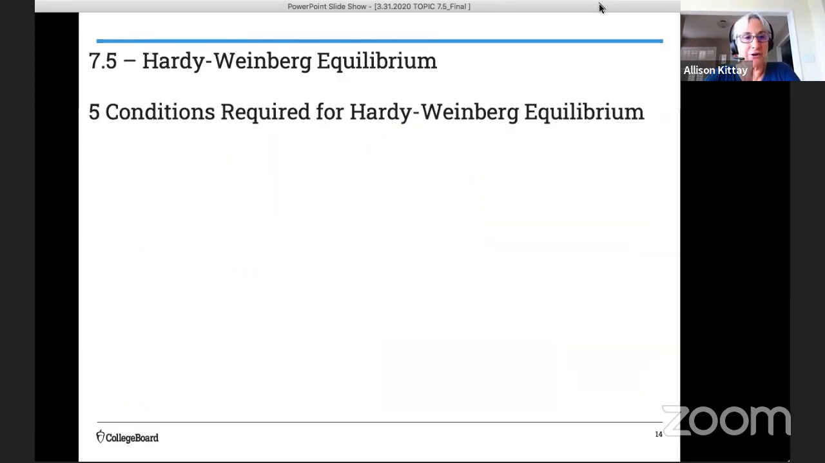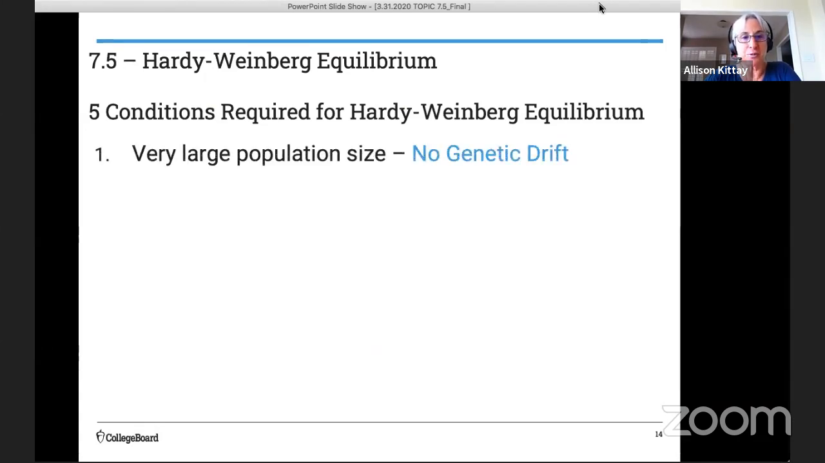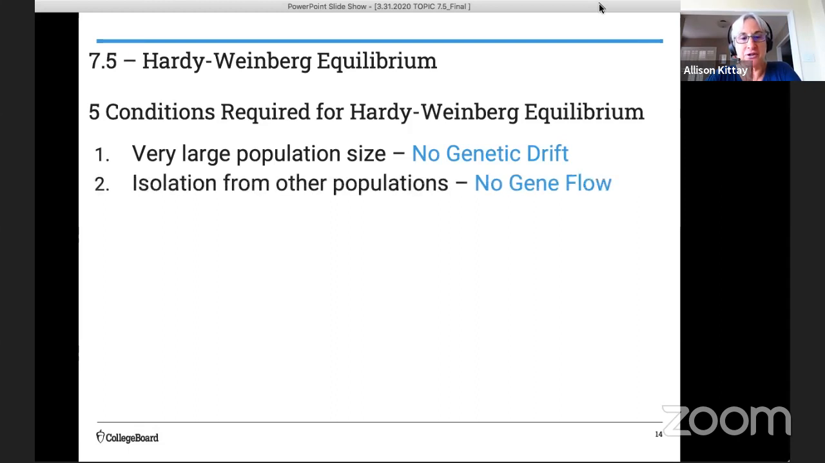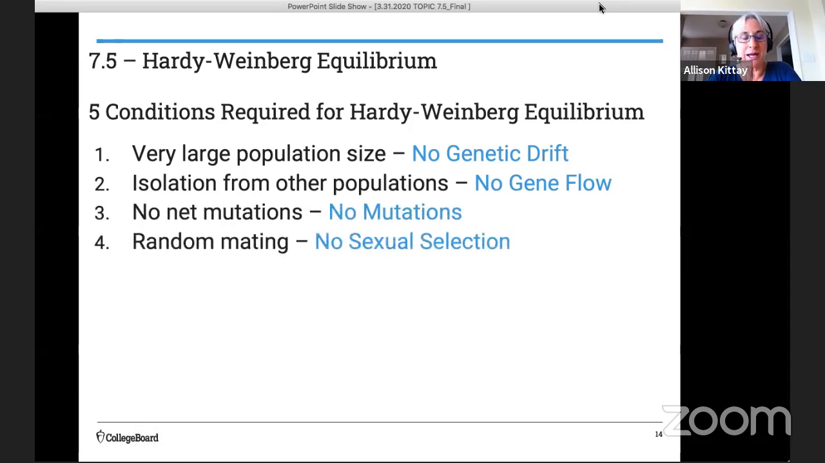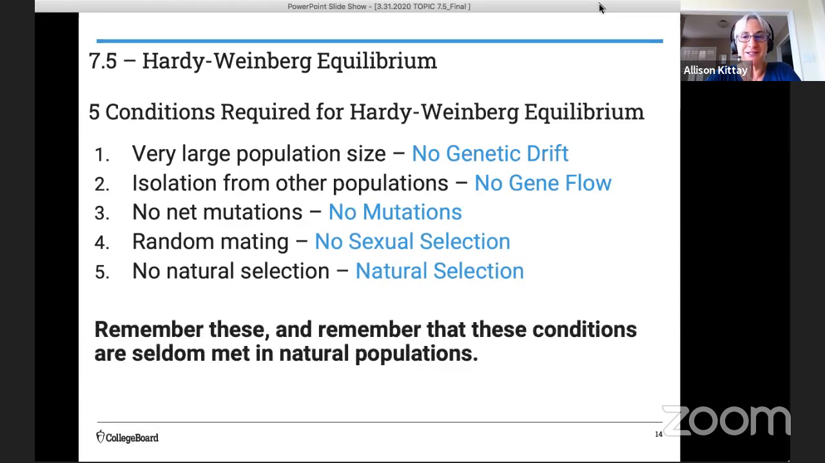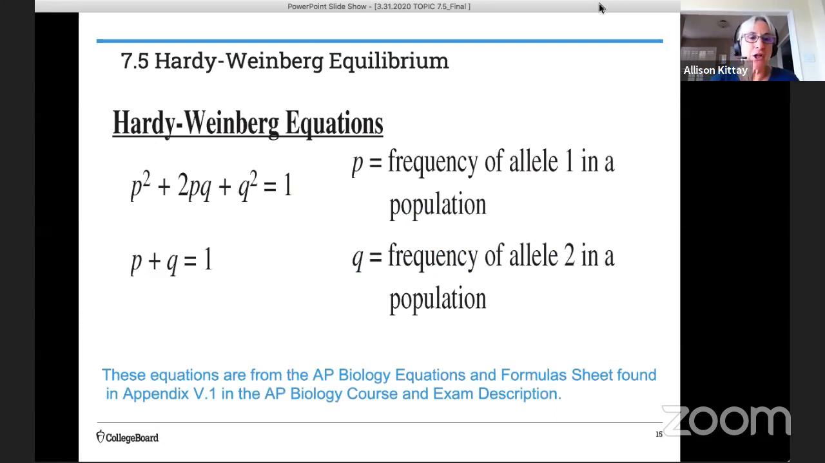So putting it all together, remember, the 5 conditions required for Hardy-Weinberg equilibrium to hold true are a large population, in other words, no genetic drift, isolation from other populations, no gene flow, no net mutations, mating must be random, and no natural selection. Remember these. You just have to remember these 5 conditions, and you have to remember that these conditions are seldom met in natural populations. So let's take a look at the math.